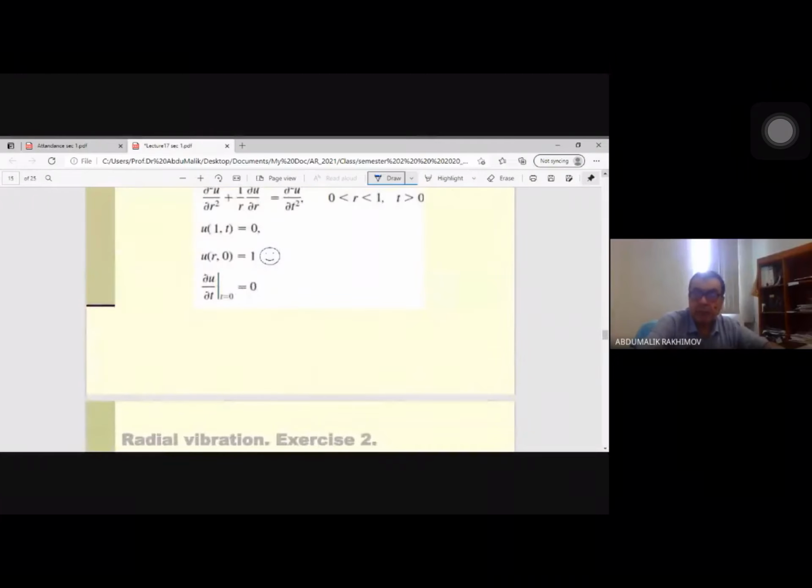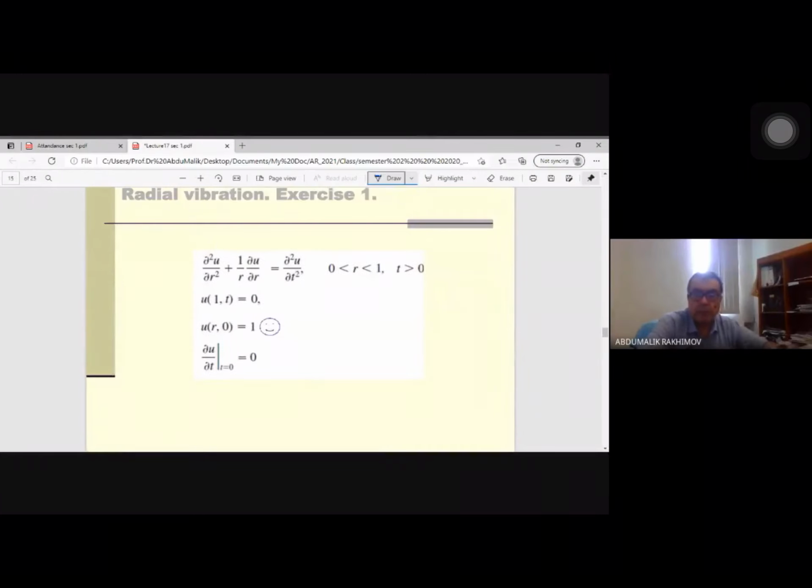So let's see this example. Okay. So this is our problem. I see that A is equal to 1 because there is no A square here. A is equal 1. Radius is equal 1. C equal 1. So this is the boundary condition, right? This is the boundary condition.